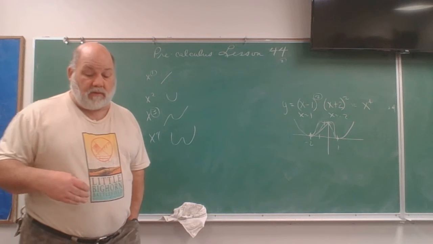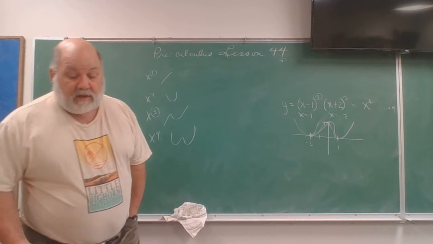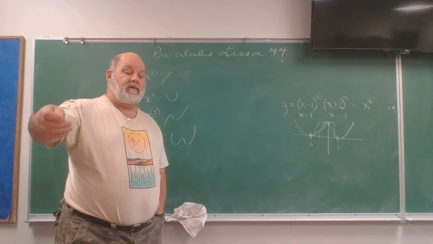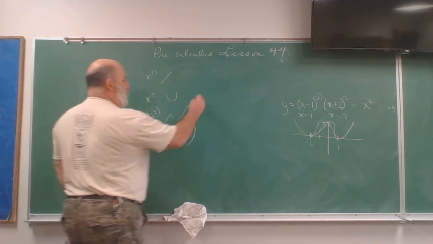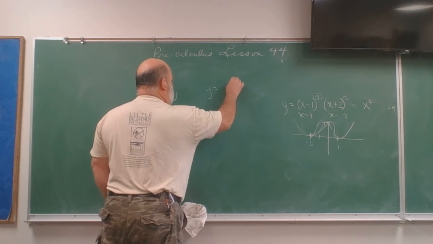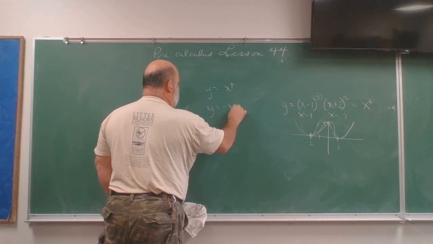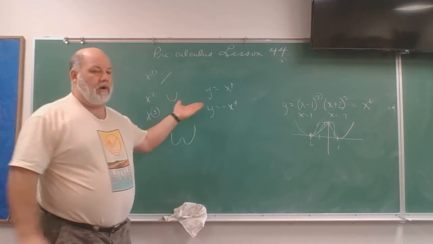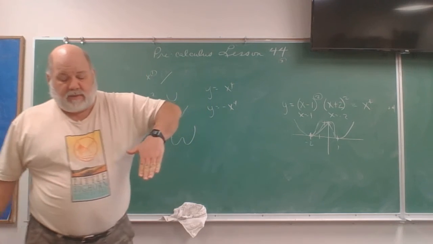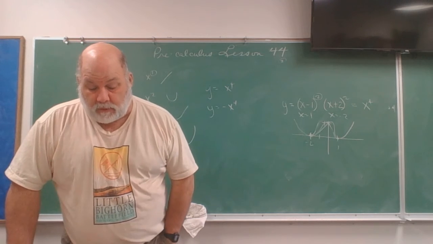If you turn the page to page 226, they show the possibilities if you put a negative in front of it. y equals x to the fourth versus y equals negative x to the fourth. And it's just all those possibilities on the previous page flipped over.